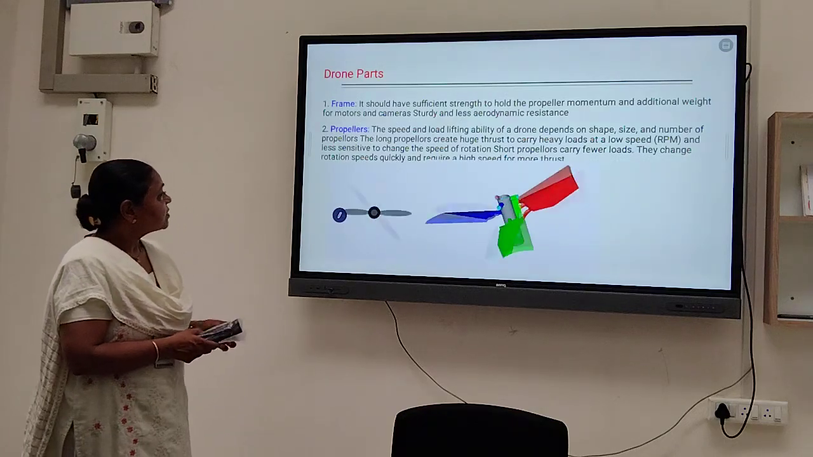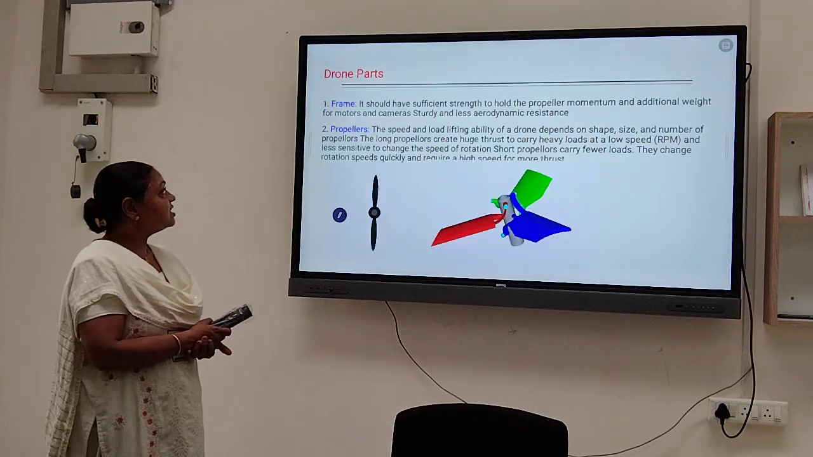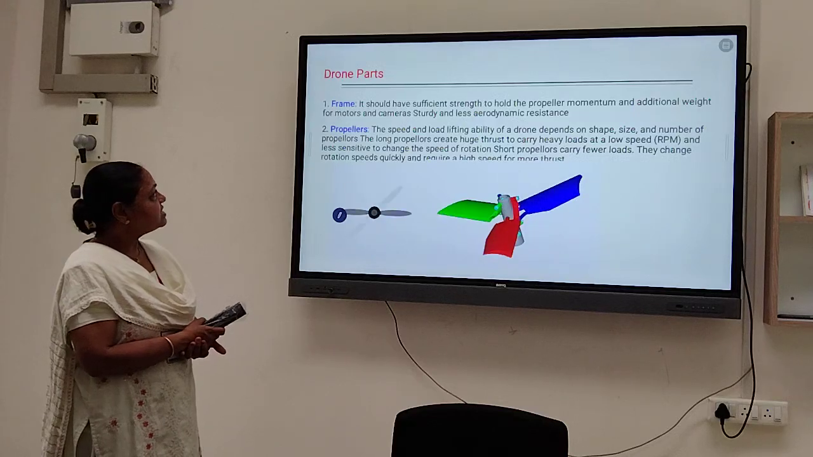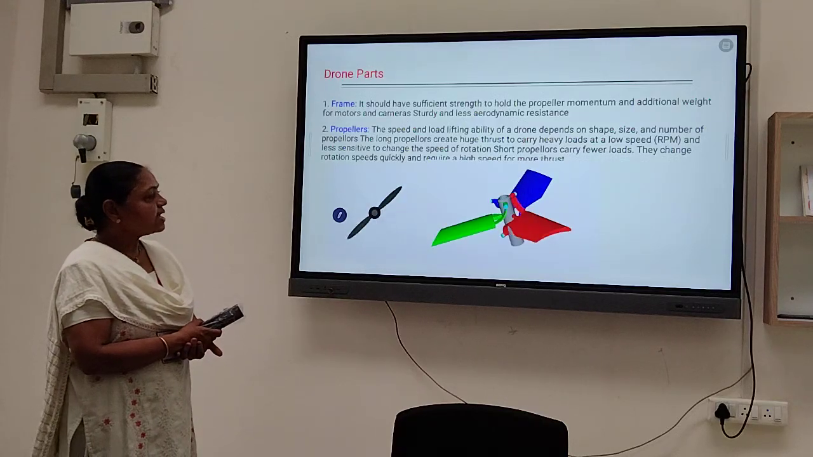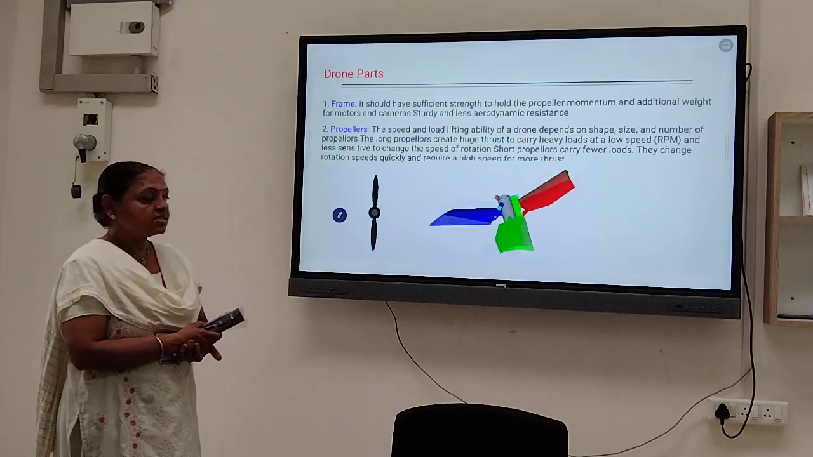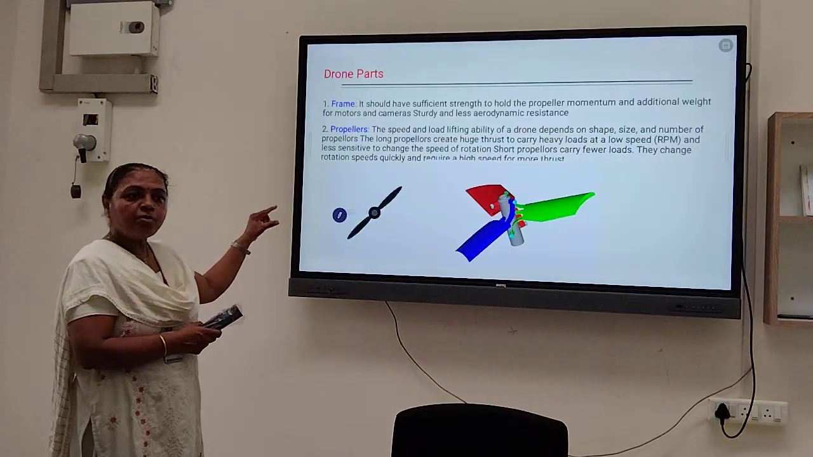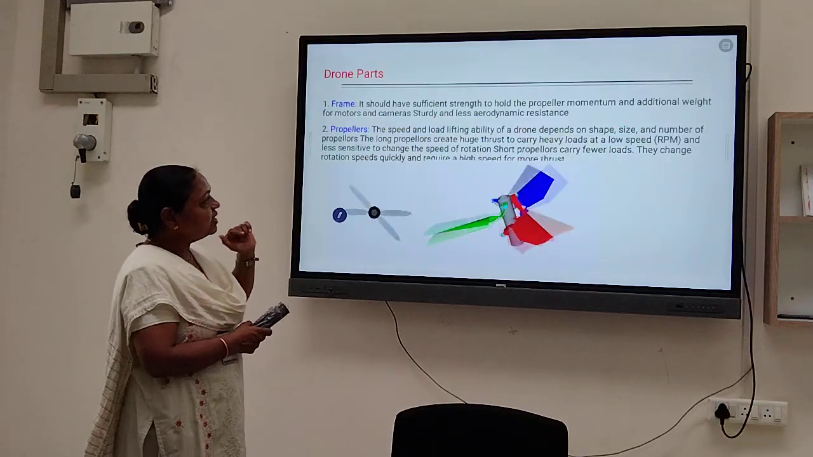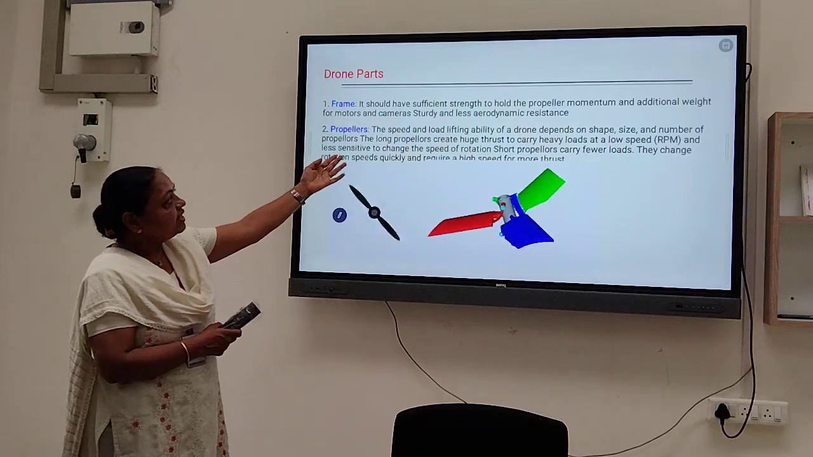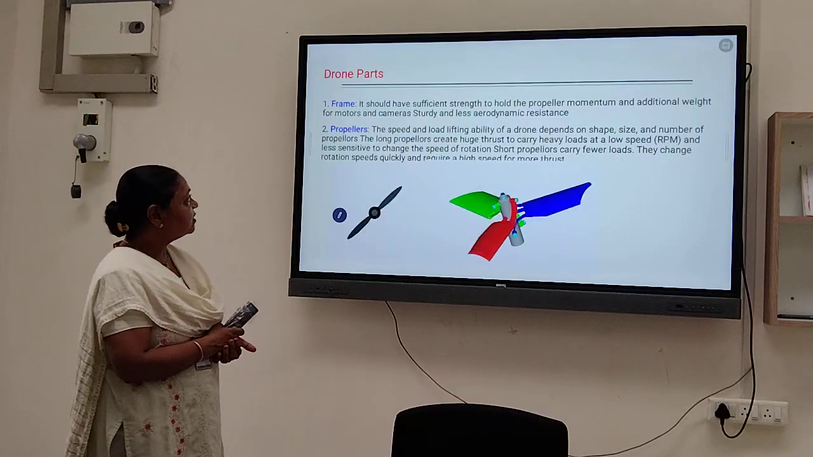Then next, one by one we will discuss the parts. The frame should have sufficient strength to hold the propeller momentum and additional weight for motors and cameras. Sturdy and with less aerodynamic resistance. See, a specific shape is given for the propeller. Why is that shape given? Because it has less aerodynamic resistance. So that specific shape is given for the propeller.